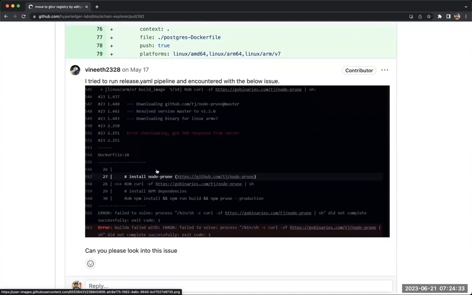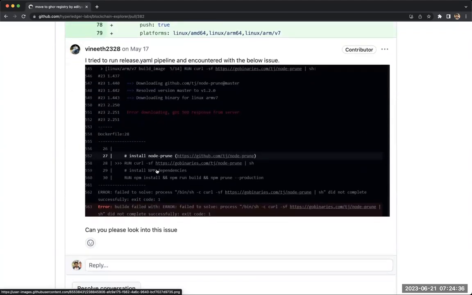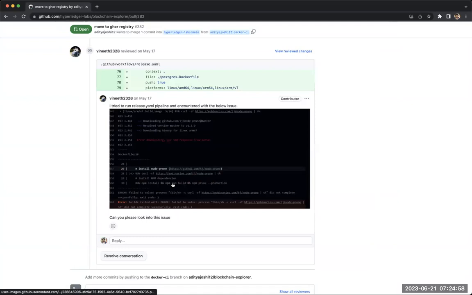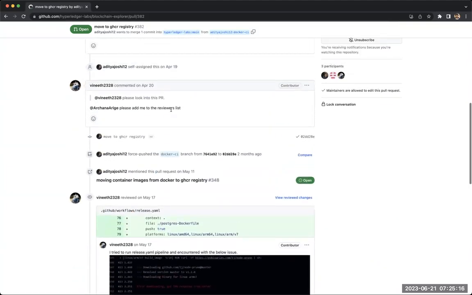This is a node-prone package. I think the issue is with that. It's being built on... Was this triggered from GitHub Actions or from a local environment? GitHub Actions. Okay, I can check this with Aditya or we'll run this again.